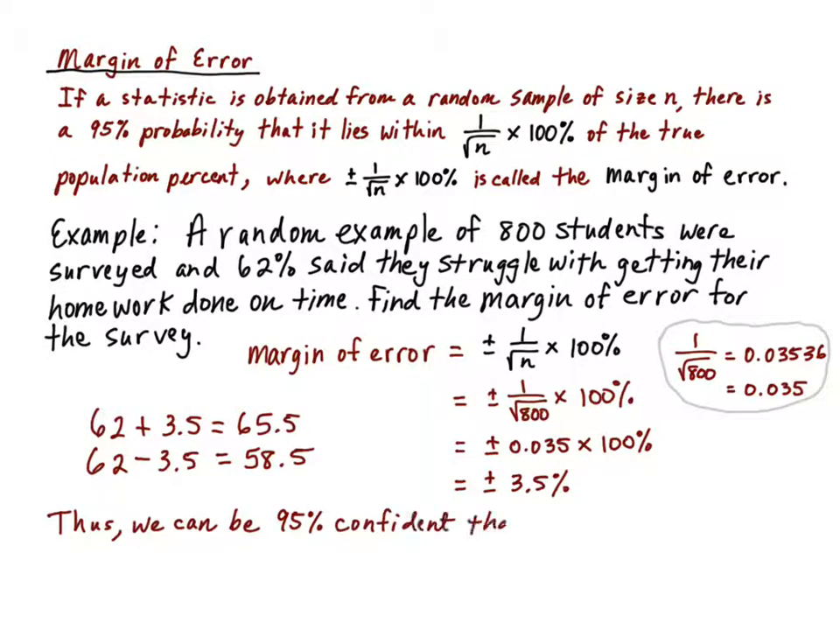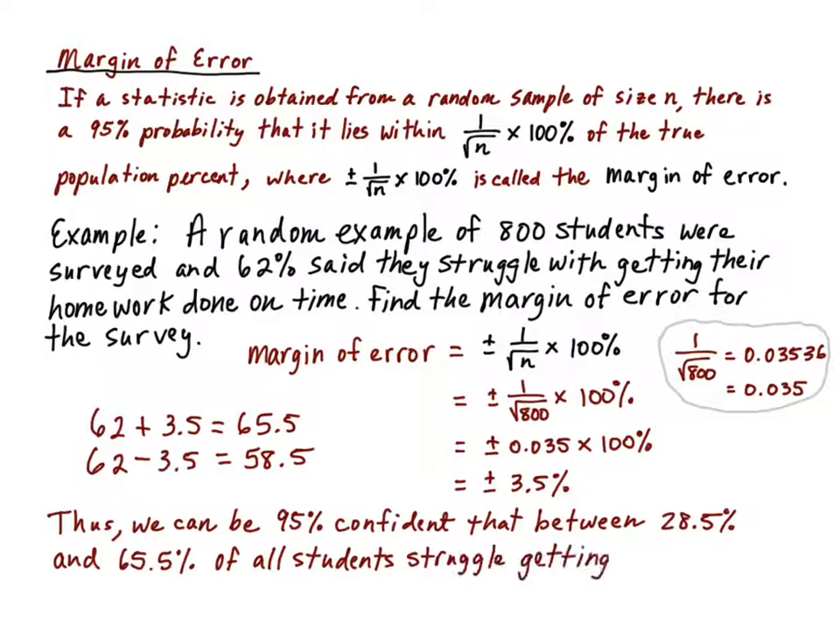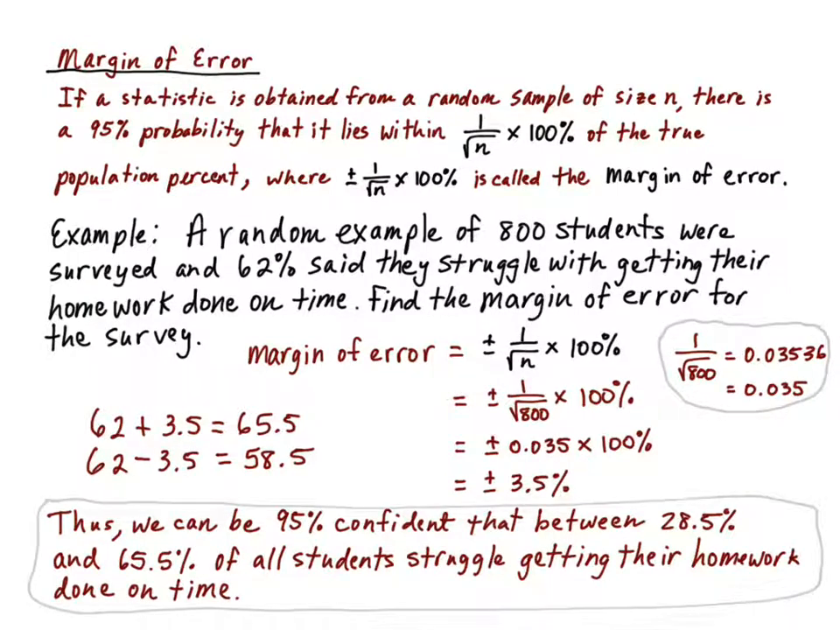Thus we can be 95% confident that between 28.5% and 65.5% of all students struggle getting their homework done on time. Now there is a typo here I need to fix. Actually, it's not typed, it's written. So this should be 58. Let me fix that. And that's the end of this video.